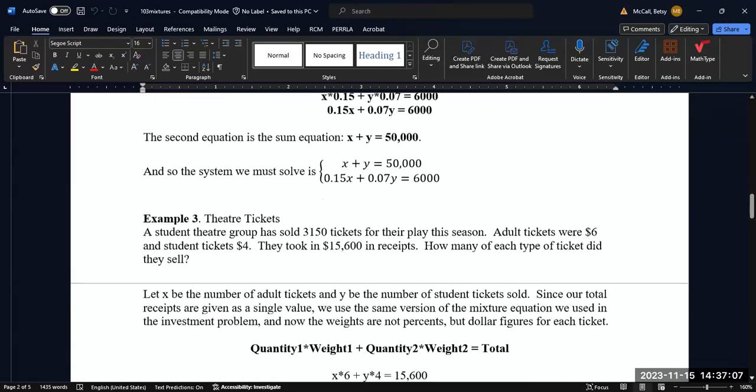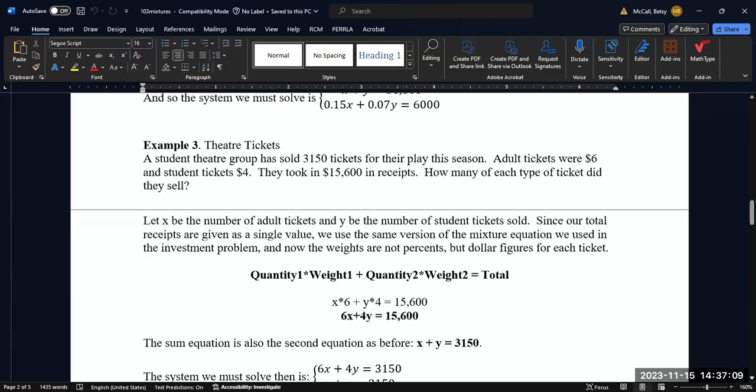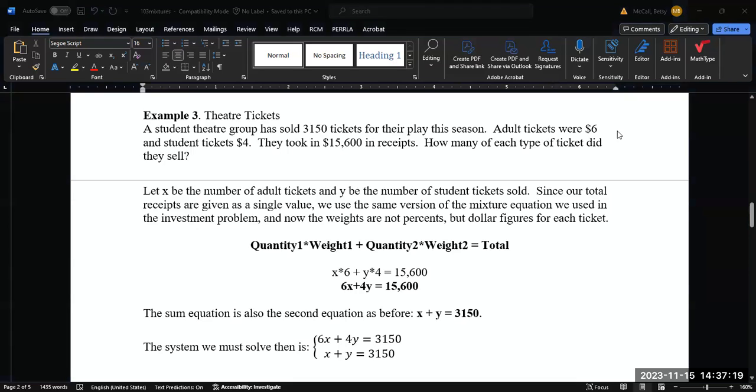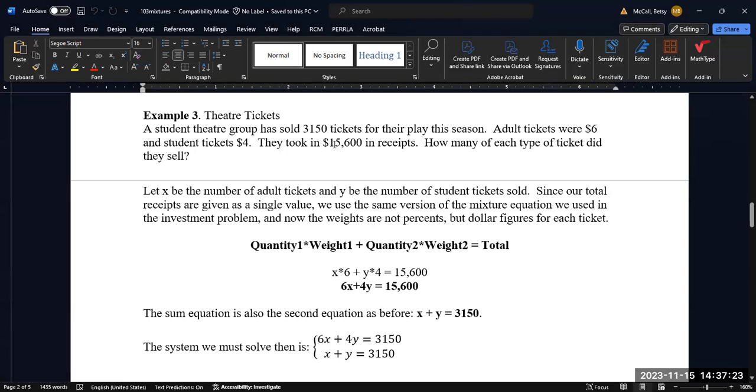Theater ticket problems are another type of example if there are two groups of people that pay different amounts for their tickets. So a student theater group has sold 3,150 tickets for their play. Adult tickets were $6, student tickets were $4. They took in $15,600 in receipts. So this is already that second type of equation where they just give you the total. How many of each type of ticket did they sell?